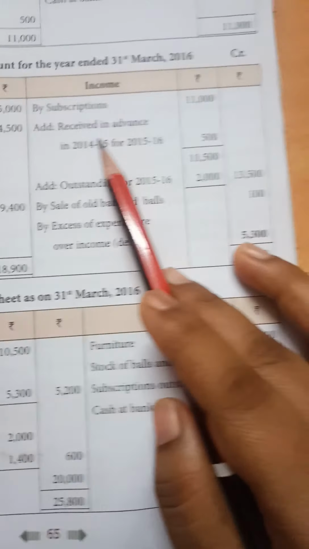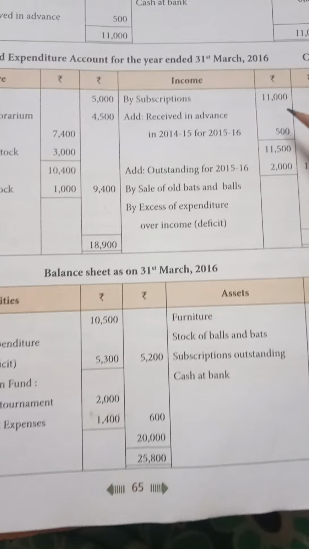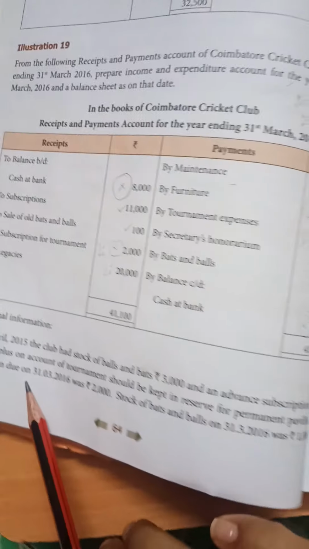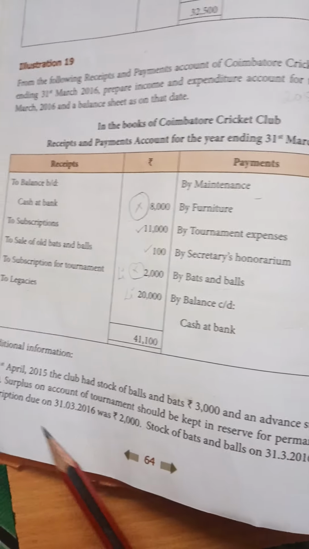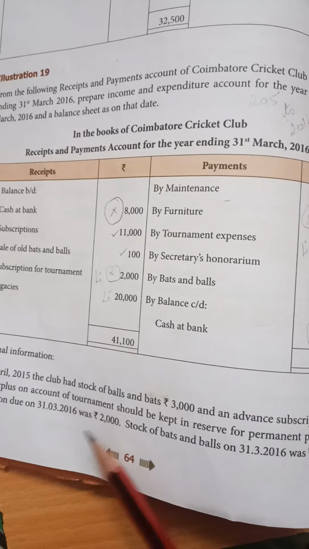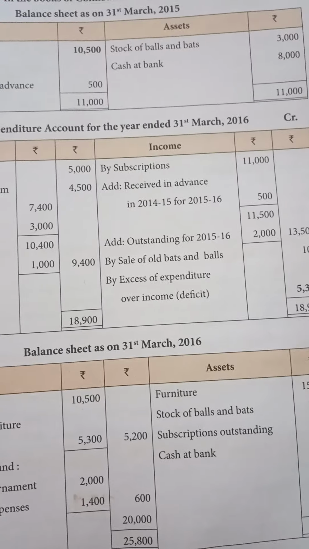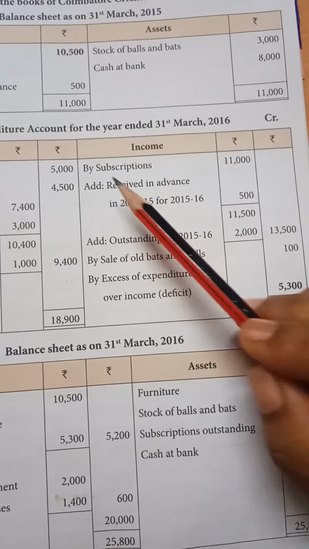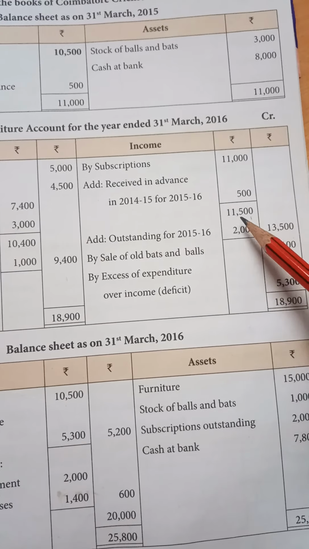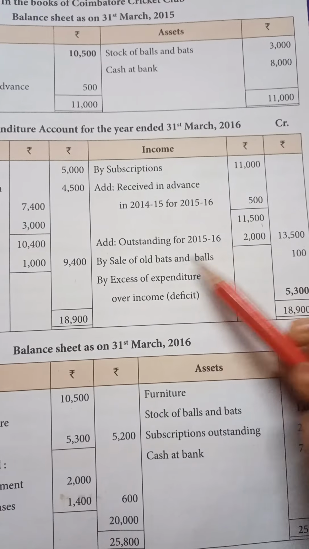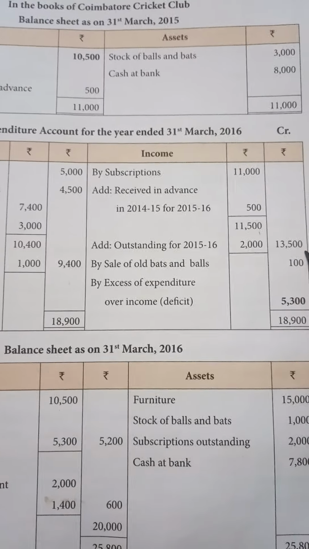So by subscription, the amount given in the receipts and payments is 11,000 plus whatever we have received in advance, that is what is given in the additional information. We have received in advance in the year 2015 itself 500, and also we have subscription due on 31/3/2016 of 2,000. So these two amounts should be added since these two belong to the current year. So we'll write by subscription 11,000, add received in advance 500, so you get 11,500. Then add up your outstanding for the current year 2,000, so you get 13,500.